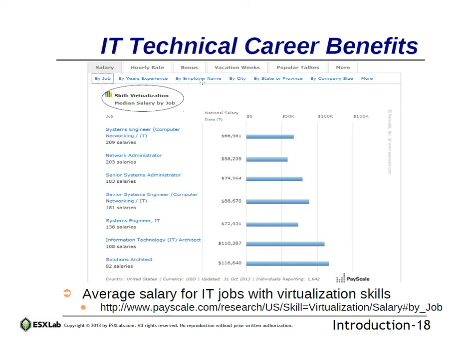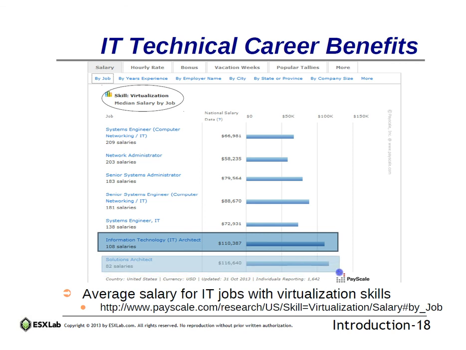Now, I just talked about the benefits that your organization will reap from using virtualization technology. What about the benefits to you as an IT professional? Well, it turns out virtualization is a hot topic. So what I've done here is I've gone down to a website, payscale.com, specifically done a search for virtualization skills, and what we see here are job categories that require virtualization skills, from system engineer to senior system administrator to information system architect and solutions architect.